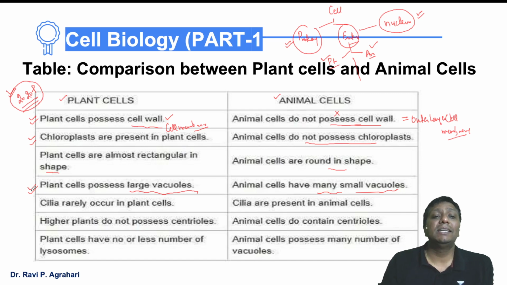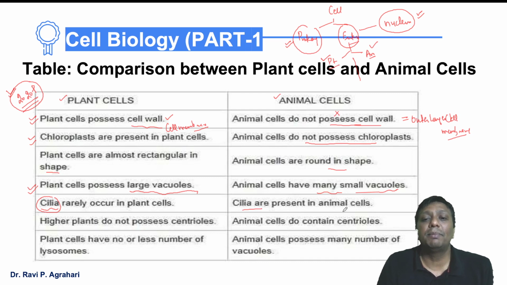Okay, plant cells do not have cilia and flagella type of structures. But these cilia and flagella type of things you will mostly get in the case of animal cells.